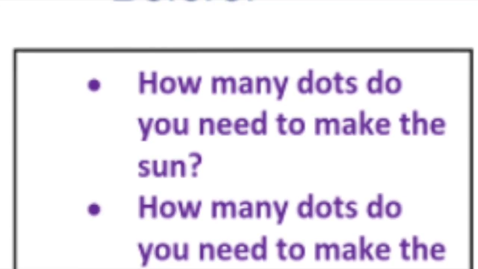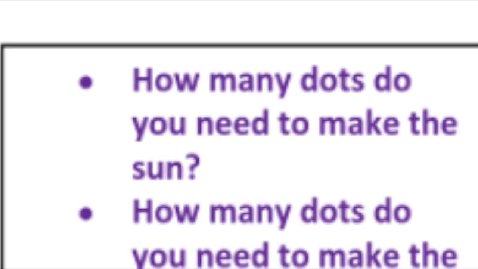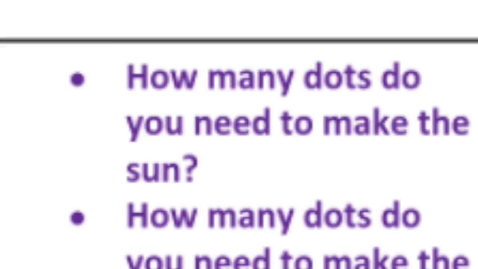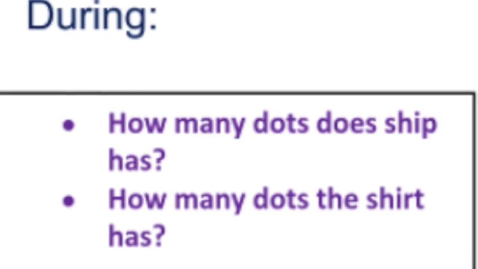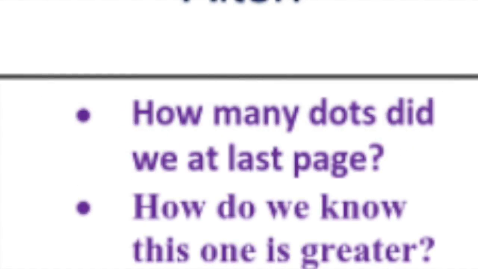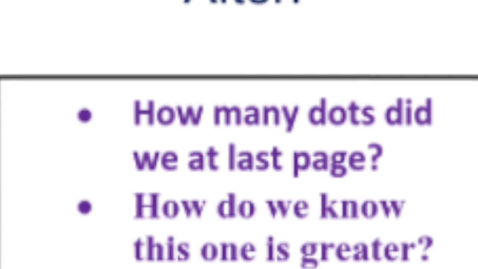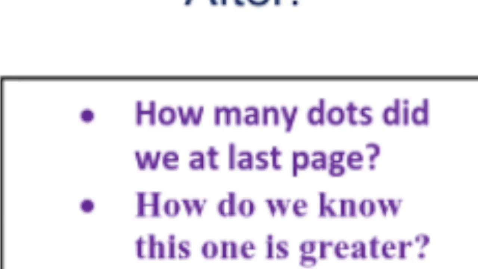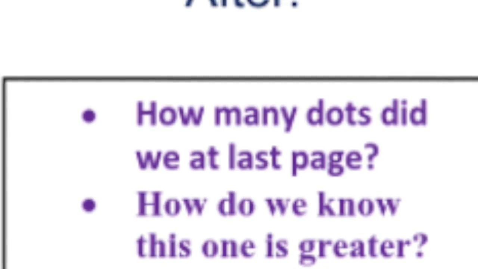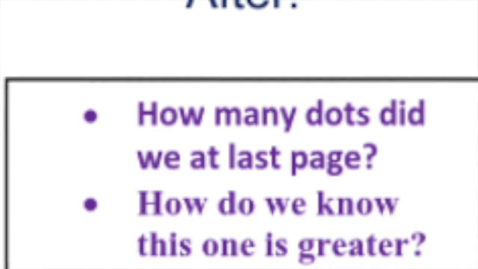Before reading the book, the teacher will assess the students' prior knowledge by asking some questions like how many dots do we need to make the sun? How many dots do you need to make the eyes on a fox? The teacher will start reading the book by showing the pictures to the students. During reading, the teacher will stop in the middle and assess the students formatively by asking some questions like how many dots the ship has, how many dots the shirt has.